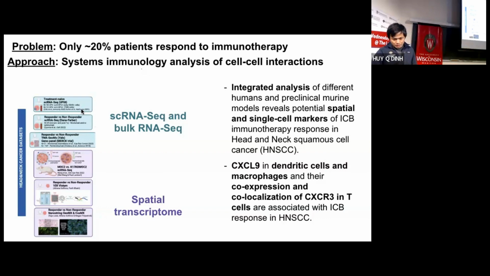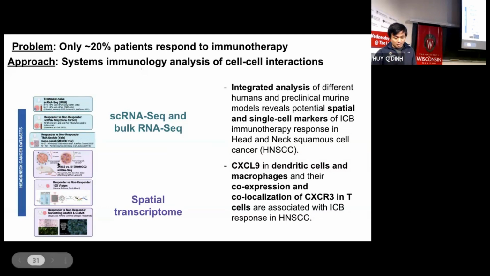So this is the data that we have, and we use an approach we call systems immunology to do the analysis. We have single cell analysis from treatment naive patients, which is not from us, it's from publicly available data. There's a recent responder and non-responder single cell analysis from Dana-Farber, and a bulk analysis from a clinical trial at Merck and Yale where they have 120 samples.